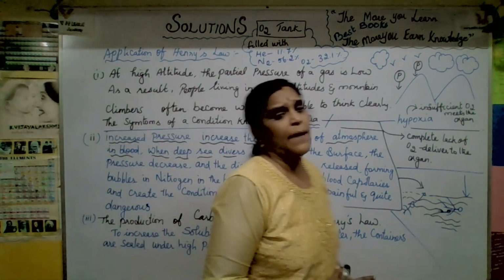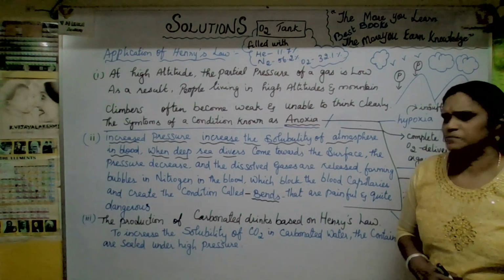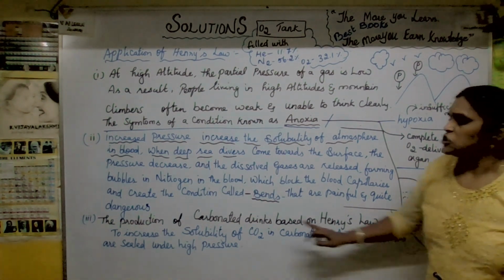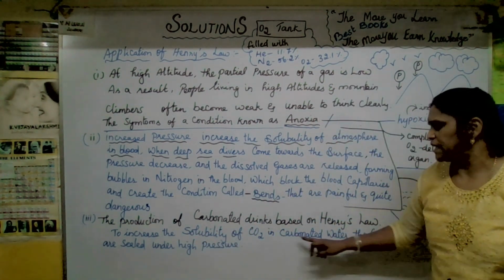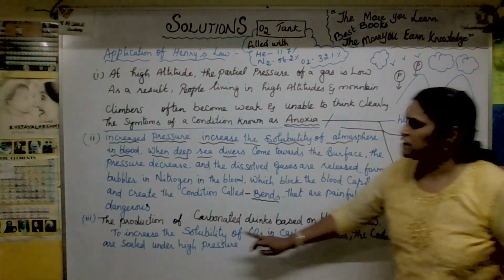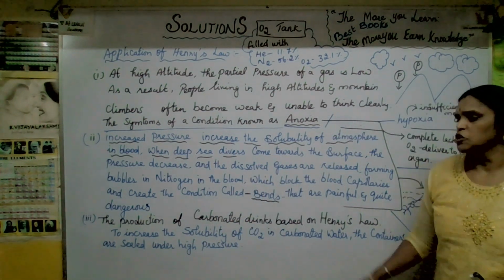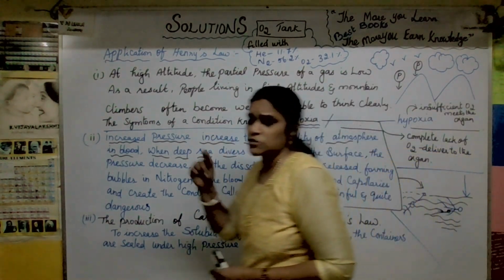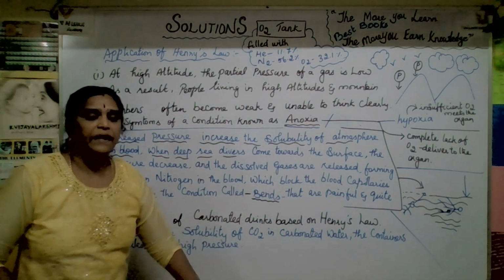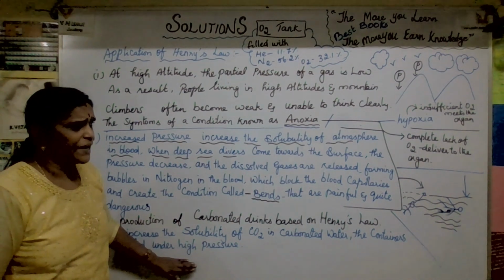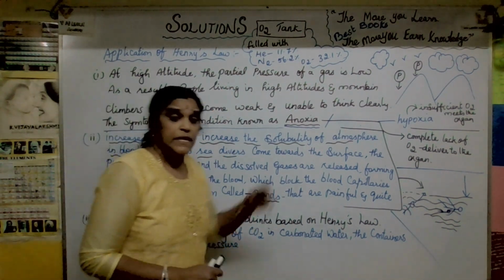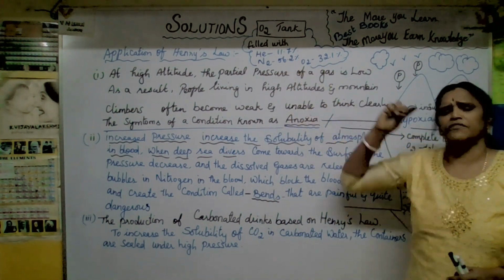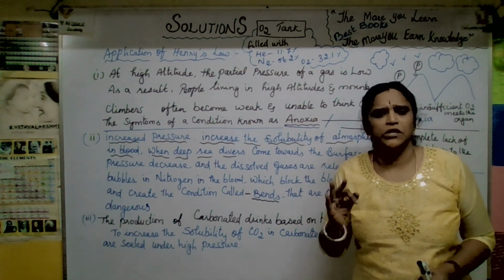Another important application, carbonated water. The production of carbonated drinks is based on Henry's law. To increase the solubility of carbon dioxide in carbonated water, the containers are sealed under high pressure. Naturally, increased pressure increases solubility, so carbon dioxide is dissolved in water under high pressure. Hope you got a better idea of all these things, because these are the main points. You will get 2 to 3 marks. For a direct question on applications of Henry's law, you have to write a minimum of 3 points.